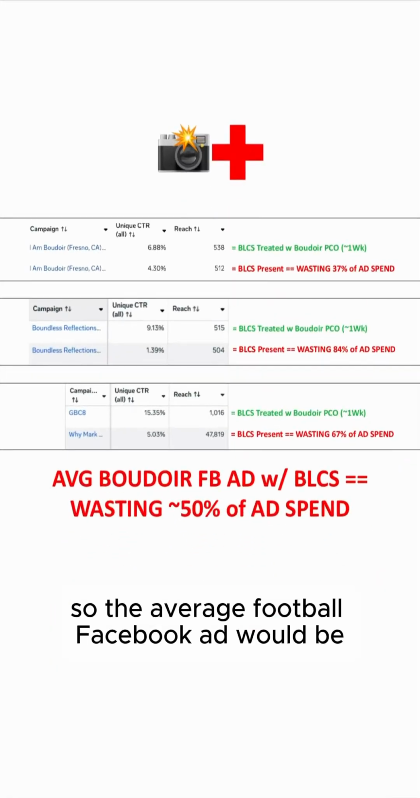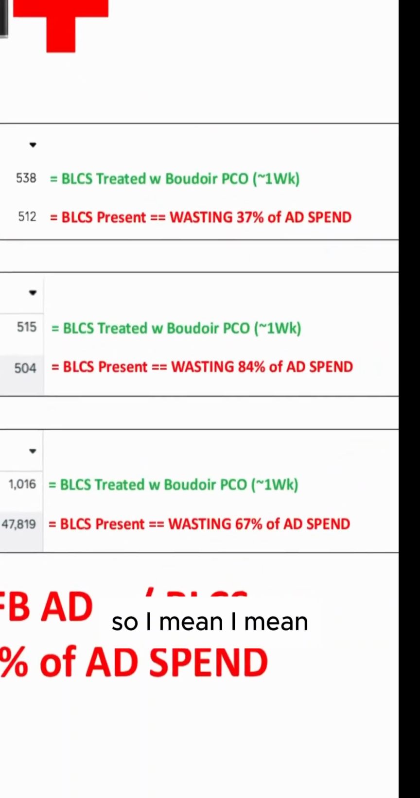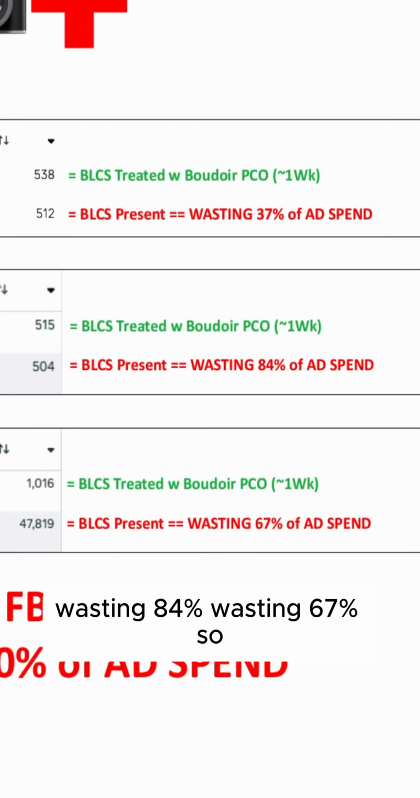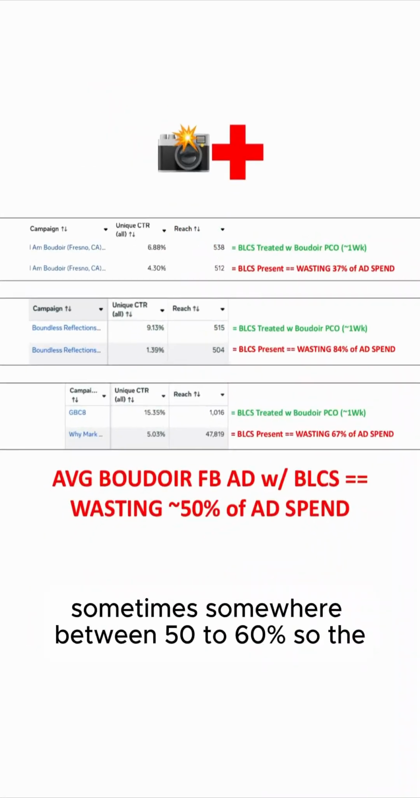So the average Boudoir Facebook ad with BLCS is wasting about 50% of its ad spend. Look at these numbers here: wasting 37%, wasting 84%, wasting 67%. So the average there is somewhere between 50 to 60%.